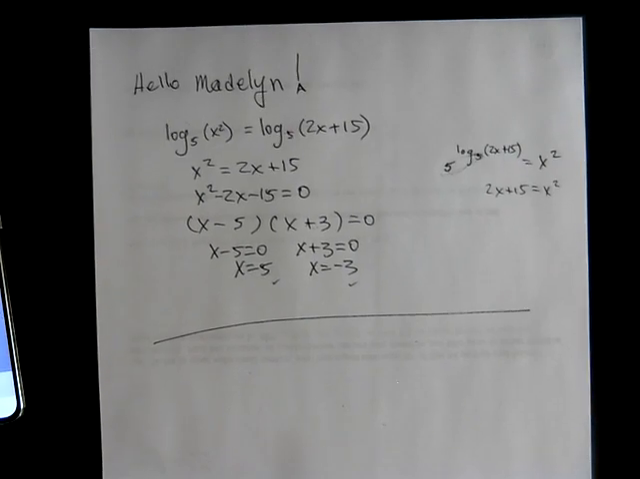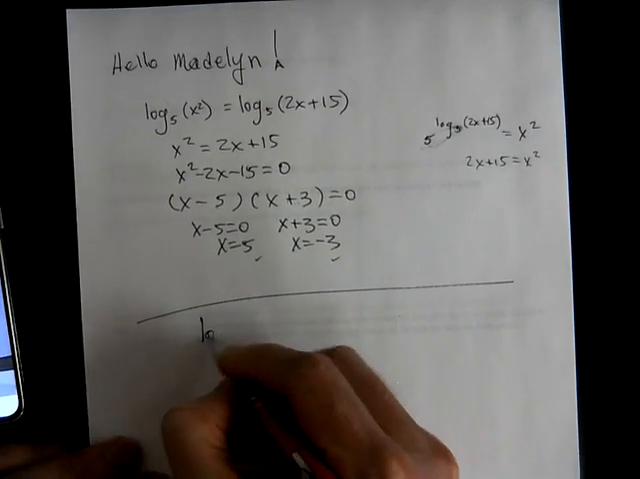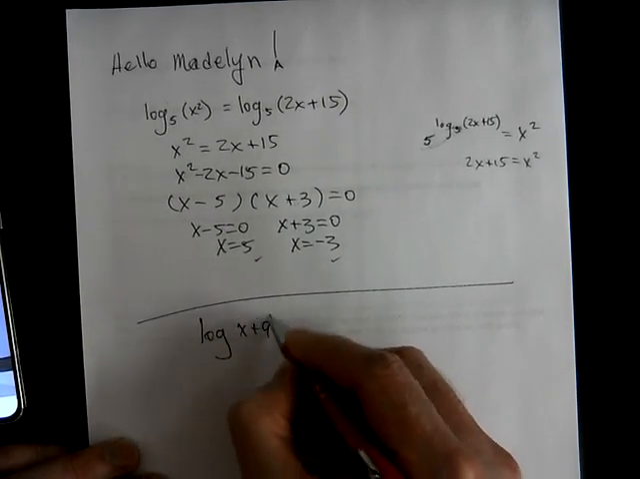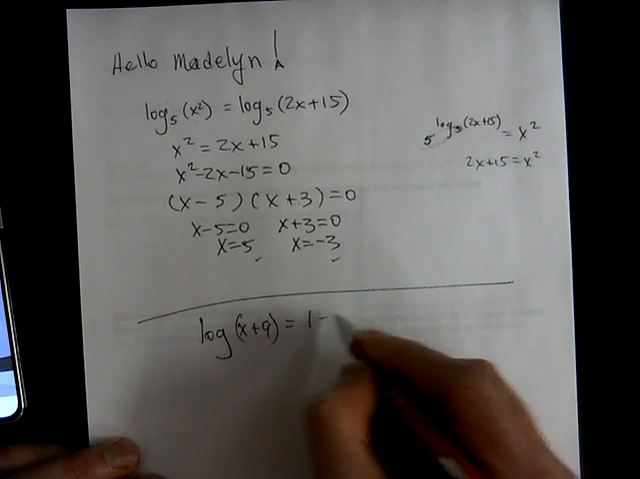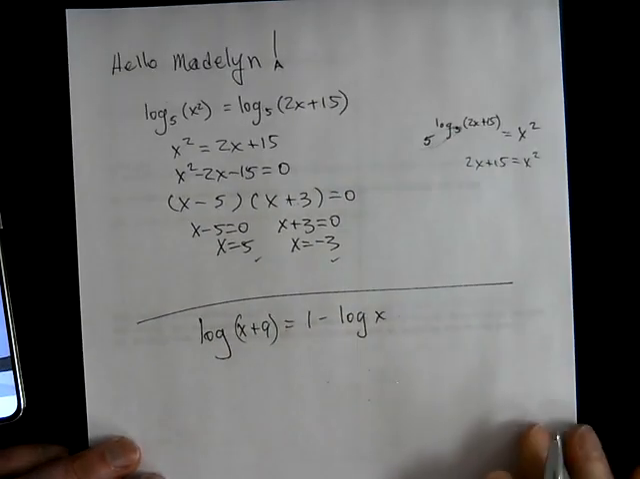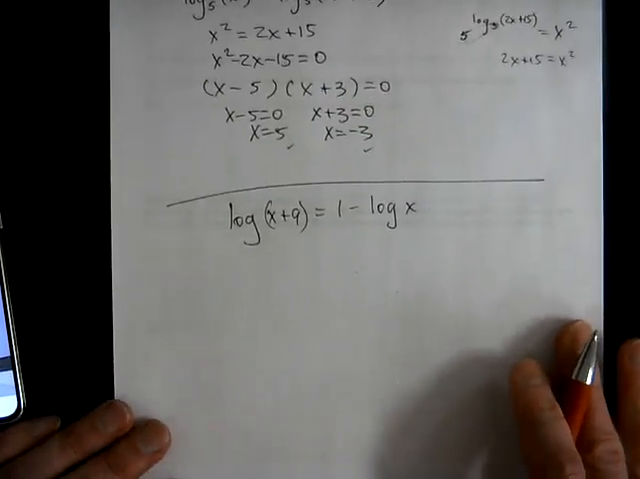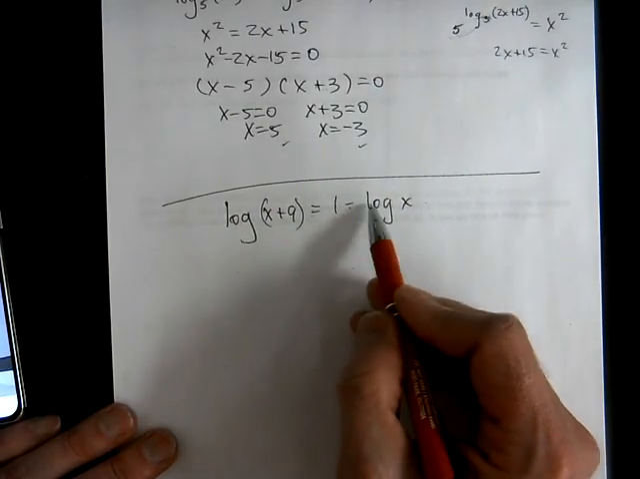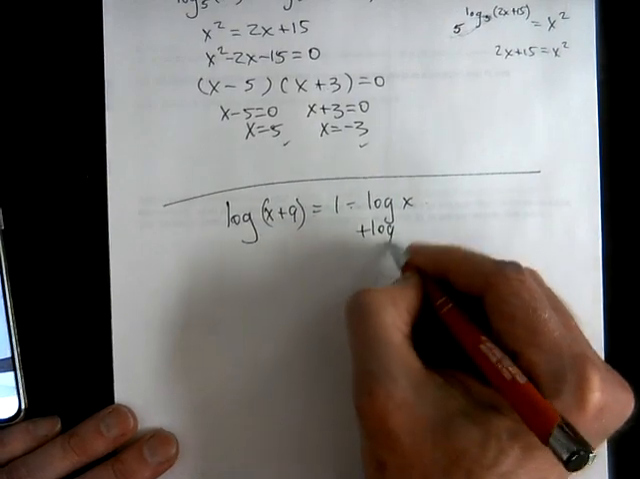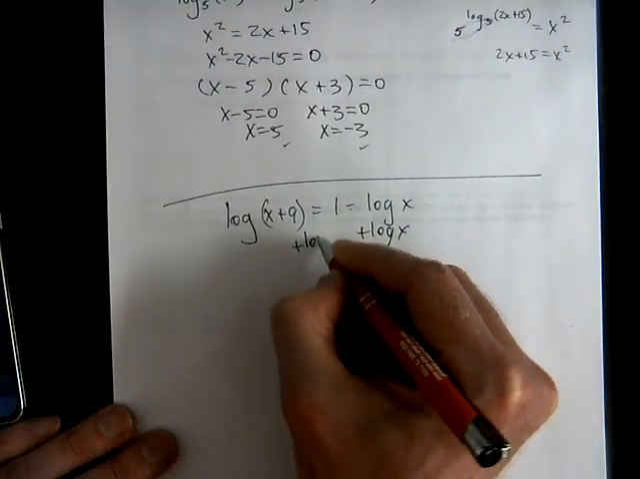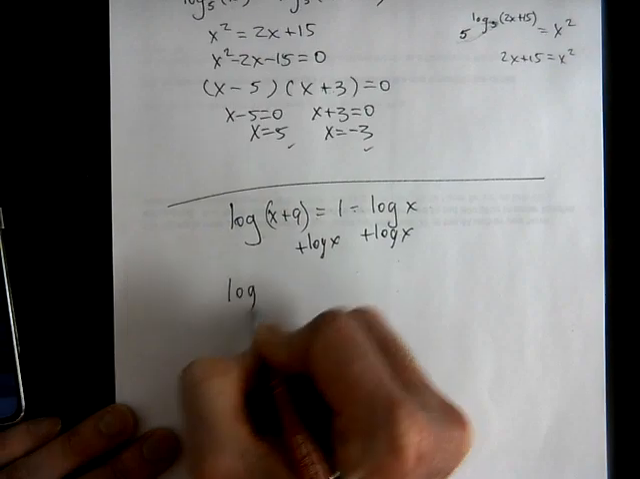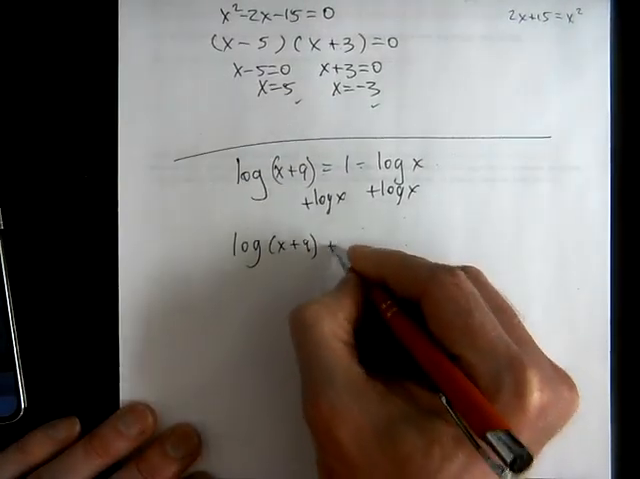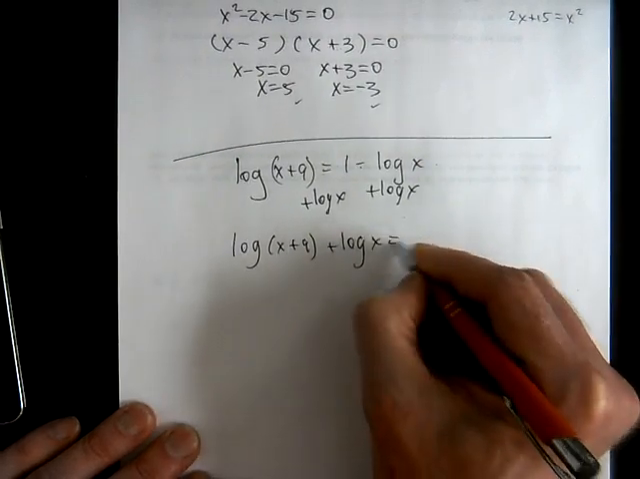Alright, and then the other one, this is the common log because there's no base written down there. Okay, I don't like this. Alright, 1 minus, you don't want a constant like that, so I'm going to add the log over here. So we're going to have log of x plus 9 plus log of x that equals 1.